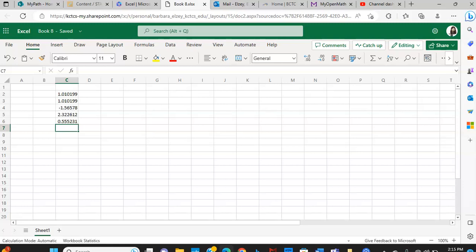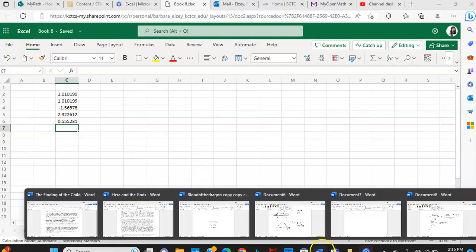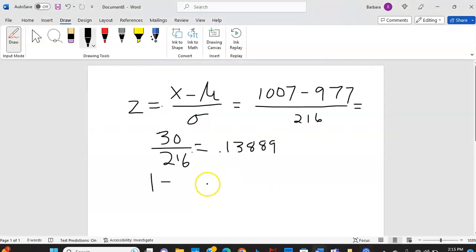So it's very important, since it's less than, we actually need greater than. Anytime we need greater than, we're just going to subtract the probability we get here from 1. Remember, 1 is the total for the entire normal curve. Okay, so subtract 0.555231 from 1, and that is our answer to that problem.